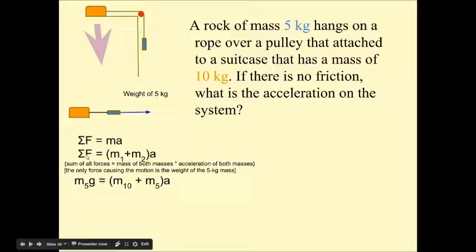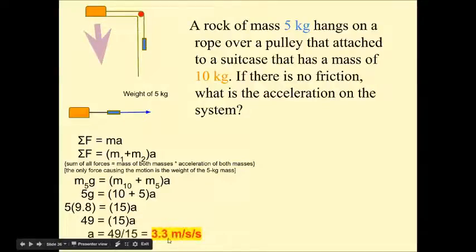All right, so that sigma F turns into the weight of the 5 kilogram mass, so I subscripted 5 so we can tell the difference. And this, of course, is the mass of the 10 plus the mass of the 5 times the acceleration. So it's simply put in the numbers. 5 times g is 10 plus 5 times acceleration. 5 times 9.8 equals 15a. 49 equals 15a, and now we do the calculation, and we get 3.3 meters per second squared. So the whole system is going to be falling at that rate.